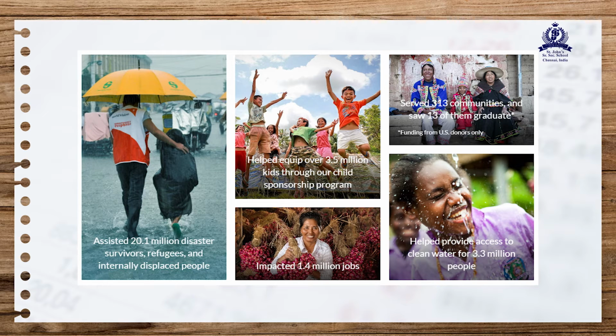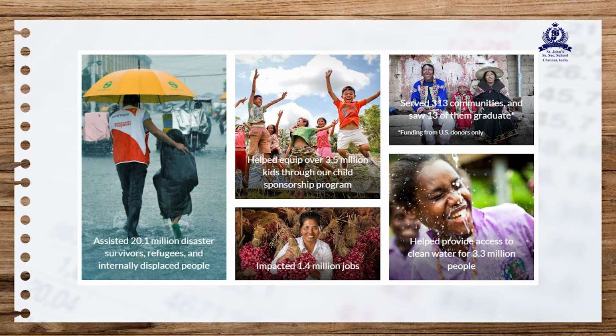Some of the activities or services provided by World Vision are given here. They try to provide clean water to villages where clean drinking water is not available. They also work with refugees, provide disaster relief, and work with specially abled people. They also provide health facilities in remote places of India, and they provide education and child protection services. Here you can see some of the services provided by World Vision.